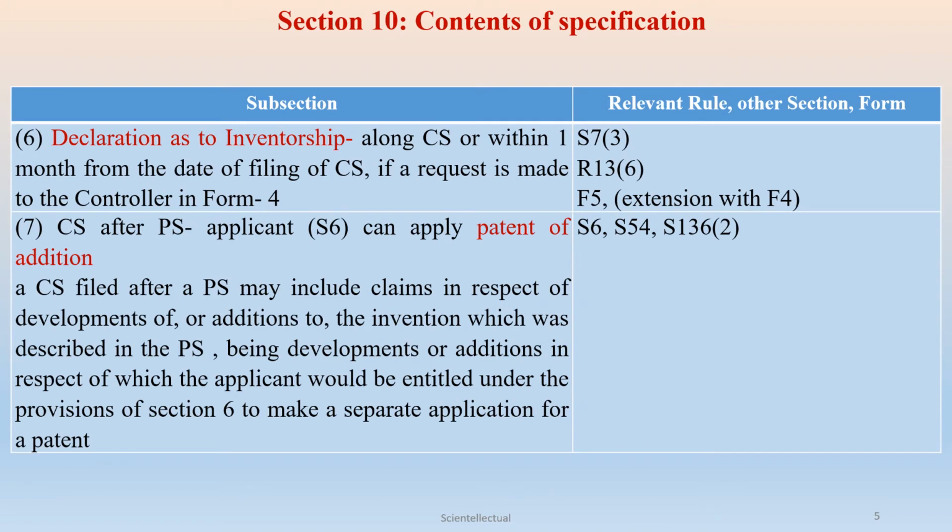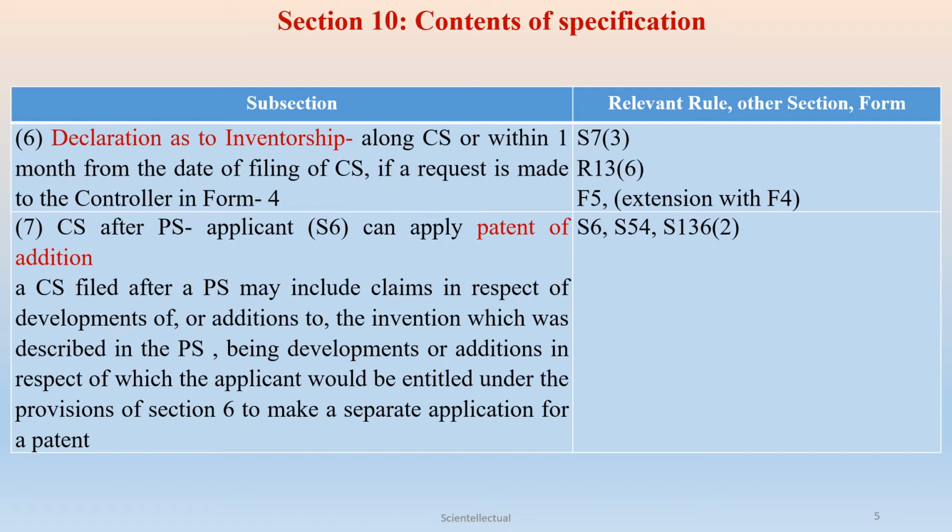Subsection 6 under Section 10. There should be declaration as to inventorship to be filed along with complete specification or within 1 month from the date of filing the complete specification. It is to be filed in Form 5, and if any extension of time period is needed, in that case Form 4 is to be filed. The relevant other section is Section 7.3, where the concept of declaration as to inventorship is mentioned. Relevant rule is Rule 13.6.